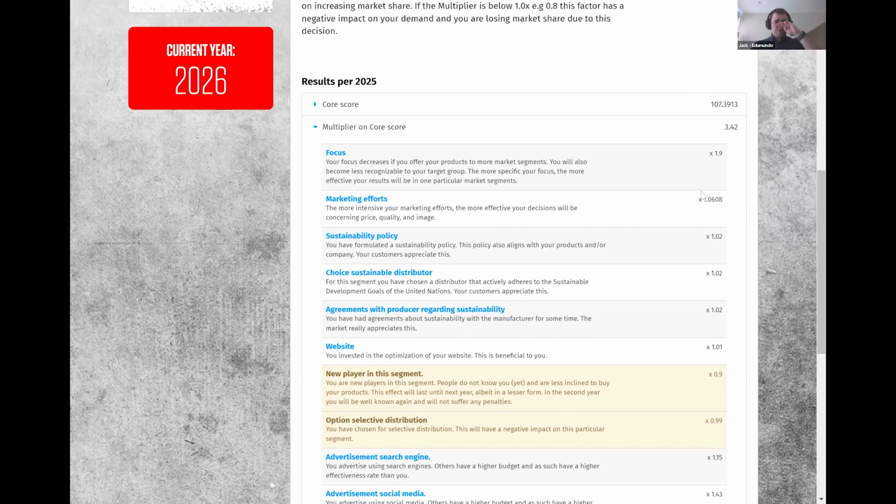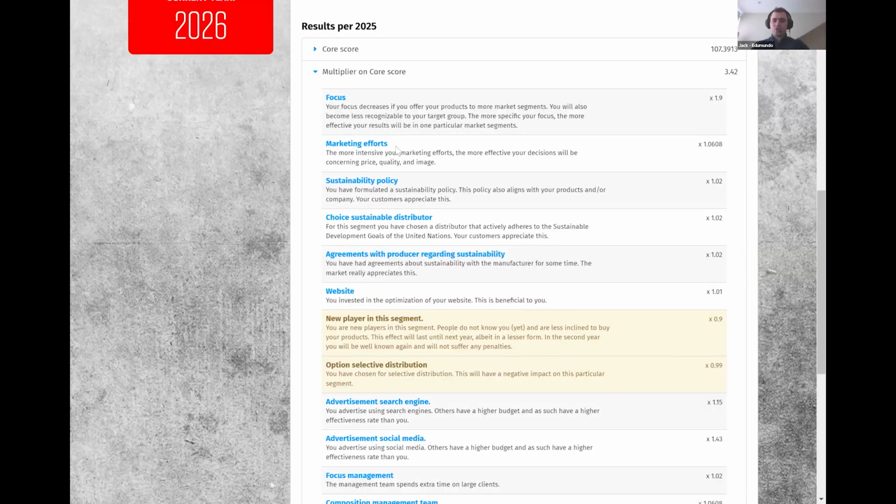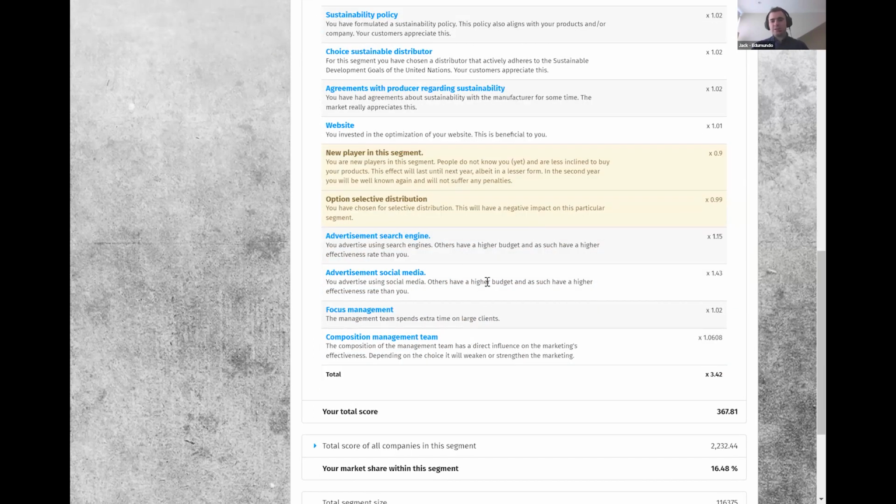So, for example, the focus, the sustainability policies, the website, all are having positive impacts on demand. Anything that is 1 and below, which is highlighted in yellow or red, are also shown in the dashboard feedback. So I would recommend that you use this page to instead improve even more on some of the decisions that you've already taken. One such decision could be, for example, advertising on the search engines and the budget you've allocated. And maybe others have set a higher budget, so maybe you want to increase yours even more.